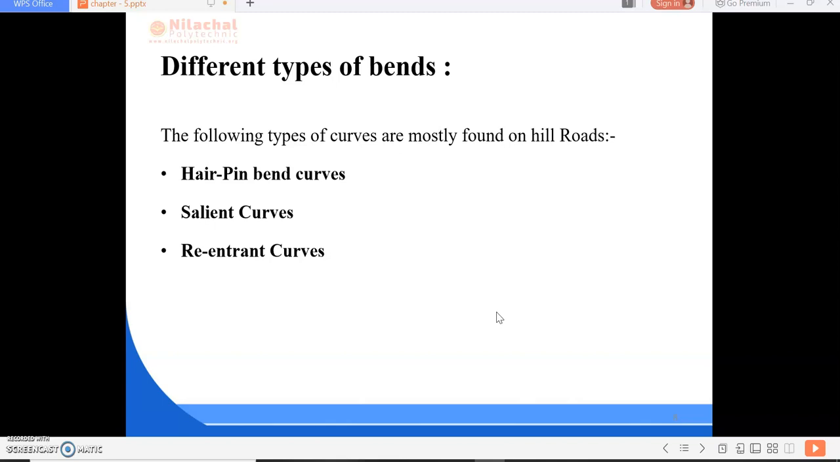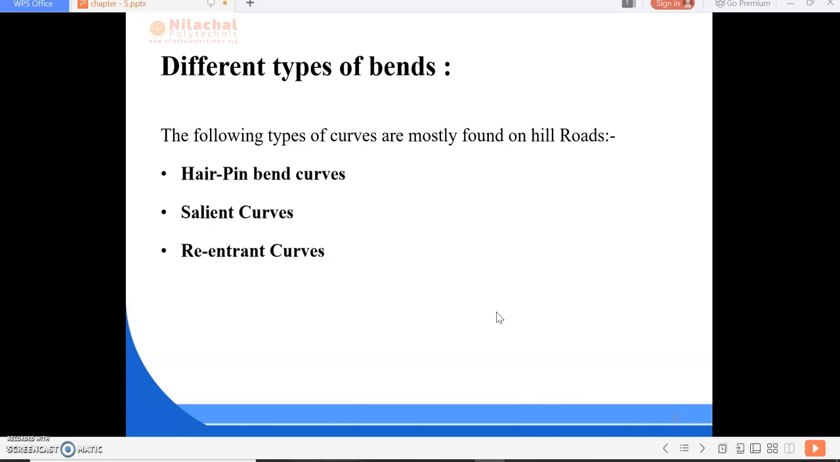In summit curve and valley curve, we consider the terms convex and concave. The same words, concave and convex, we are going to use in our hill roads. In the same way, horizontal curve is also divided into three categories: simple curve, compound curve, and reverse curve.